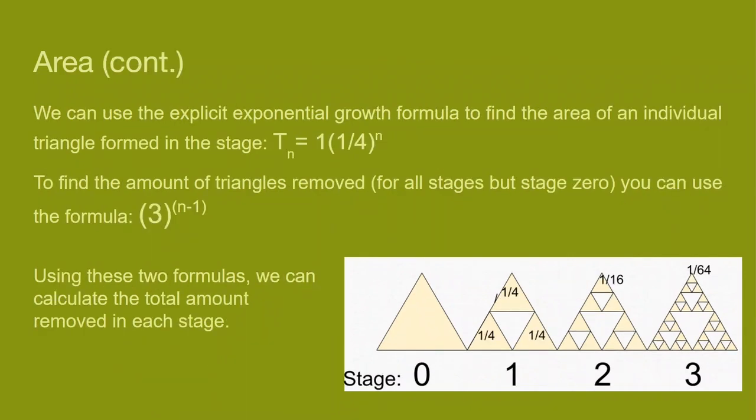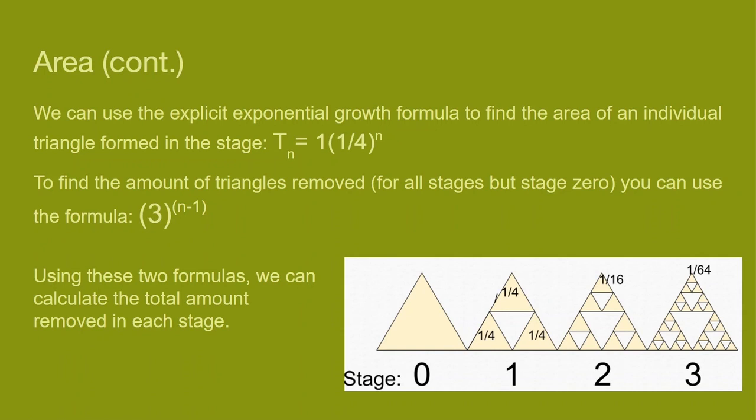However, that was just to calculate the area that was left over. If you wanted to calculate the area that was removed during each step, we would have to use a different formula. Since we know that each newly formed triangle is equal to 1/4 of the area of the triangle it came from, we can use a formula like the one below to find out what the area of each individual triangle produced will be.